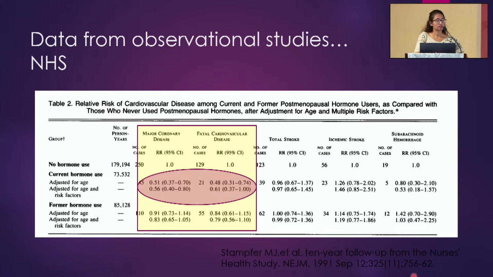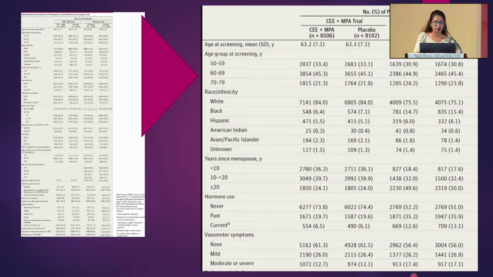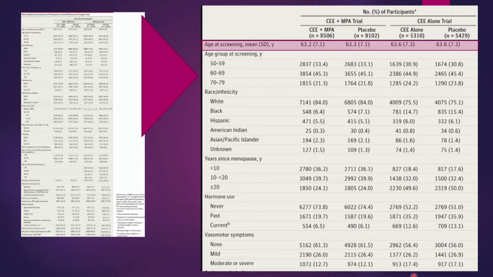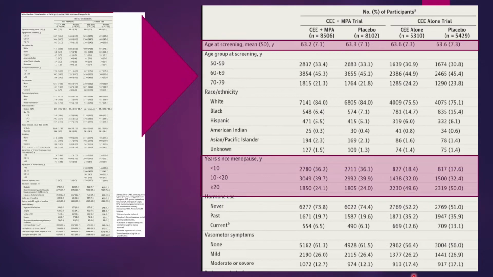So what is the difference in WHI? What's the reason for the difference in WHI? If you look at the WHI data, the average study population is 63.2 years of age. It's quite an elderly population, and about 70% of women were more than 10 years past their final menstrual period, and they had very little vasomotor symptoms.